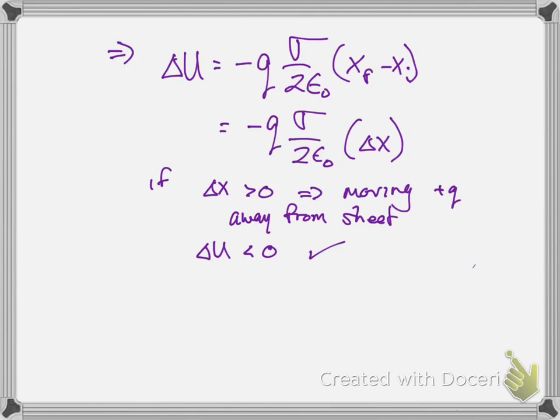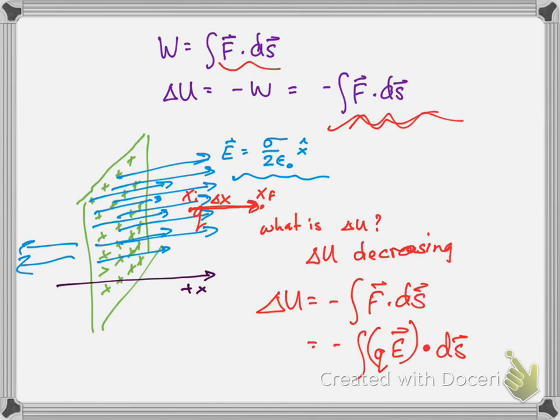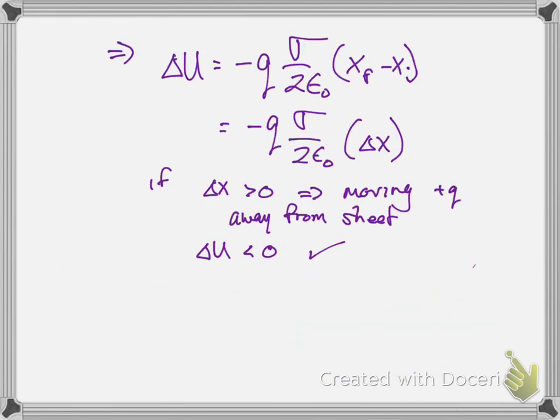If Q was a minus charge, we would have to plug in a negative Q for the charge in the expression, and that would make the whole thing a positive number. And that means that a minus charge would naturally move towards the sheet, which is absolutely true. Let's go back to the picture: a minus charge would naturally move towards the sheet, a plus charge would naturally move away. And charges naturally move to where delta U is negative, where the U decreases. Okay.